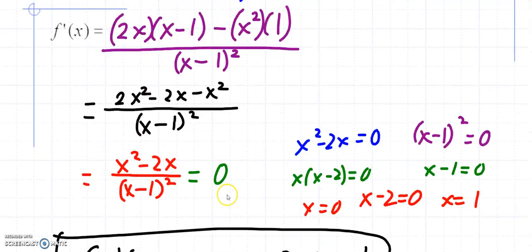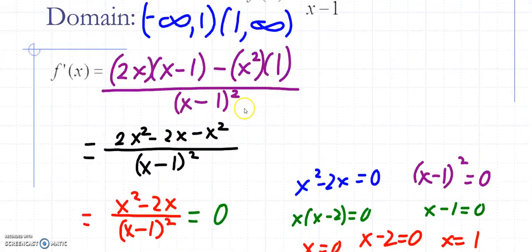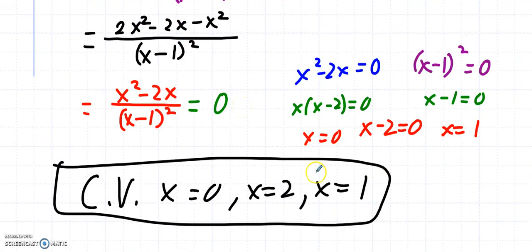Hold up. This is where the domain was important. In order for something to be a critical number, it has to be a value that actually exists on the function. Our domain was negative infinity to 1, 1 to infinity. So actually, x equals 1 is not a critical value by definition. Only x equals 0 and x equals 2 are our critical values.